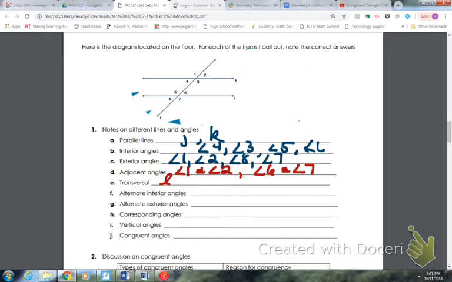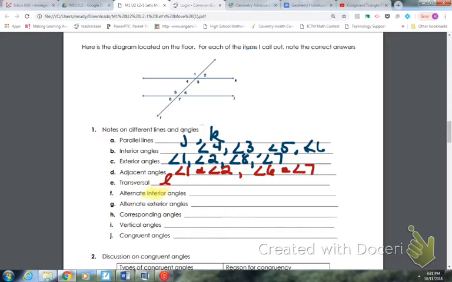So if I continue on here, after transversal we have alternate interior angles. To be alternate interior angles, they have to be interior, so I have to pick from angles 4, 3, 5, and 6. They have to both be interior angles and on opposite sides of the transversal, and they cannot be adjacent. So usually we talk about it in terms of non-adjacent.